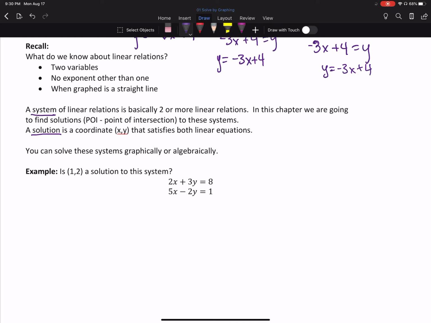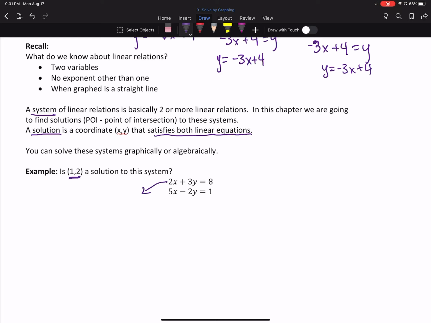A solution is a coordinate or a point, x y, that is graphically where they meet, and algebraically it's taking this and subbing it in and seeing if it satisfies both linear equations. So let's try this example and see if 1, 2 is a solution to this system.